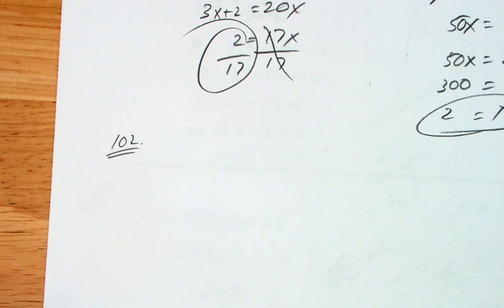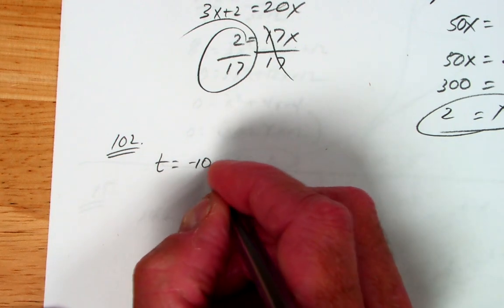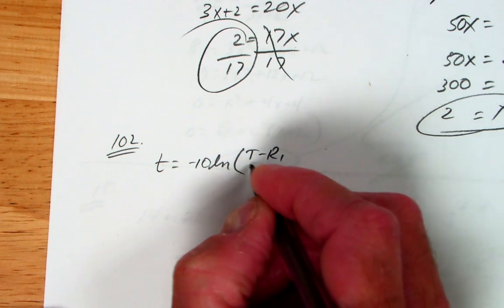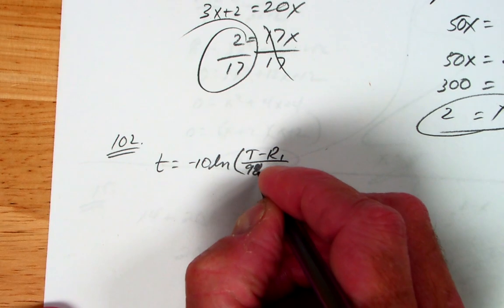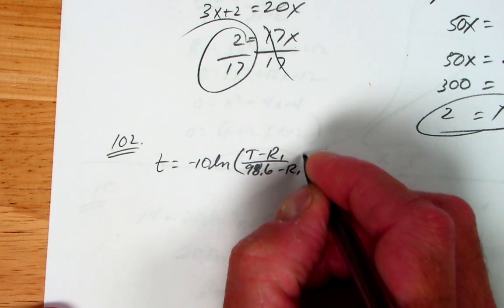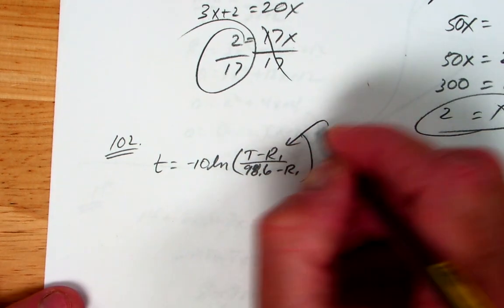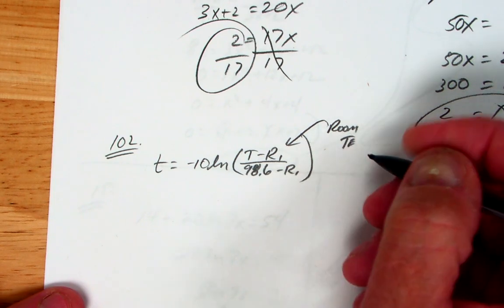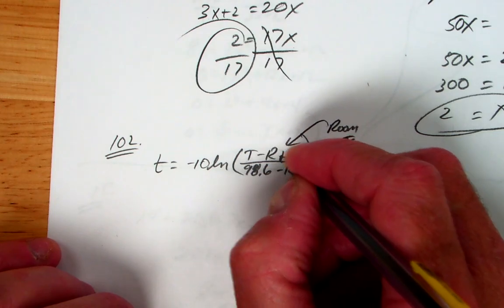The time t in hours since death can be calculated by t is equal to -10 natural log of (T minus Rt) over (98.6 minus Rt). And Rt is the room temperature. Isn't it RT, or is it the same thing? I think it's a T. Oh, it is a T, isn't it? That makes much more sense.